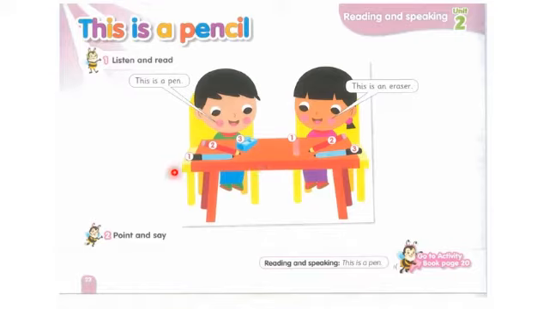Point and say. Here, number 1, we have a pen. Pen. And number 2 here, we have a pencil. Pencil. And at number 3 here, we have a sharpener. Sharpener. These are the things that are with the boy. Let's see what does the girl have. Number 1, she has an eraser. Eraser. This is an eraser. And number 2 here, this is a pencil. And number 3, this is a pen. This is a pen. Okay, next page.